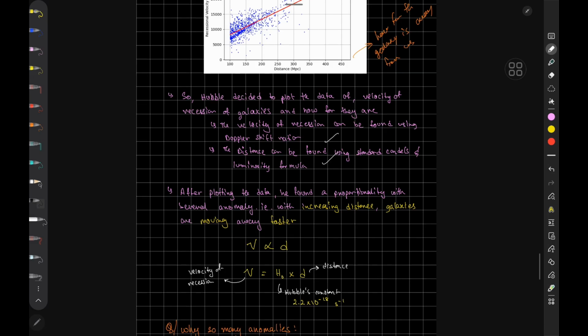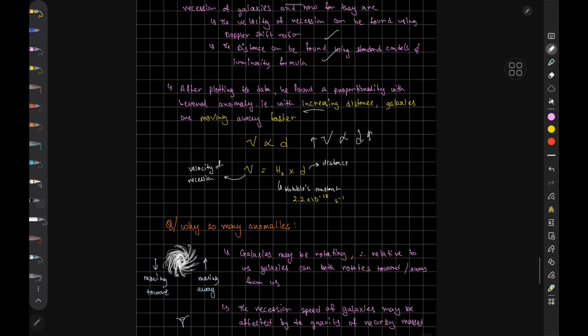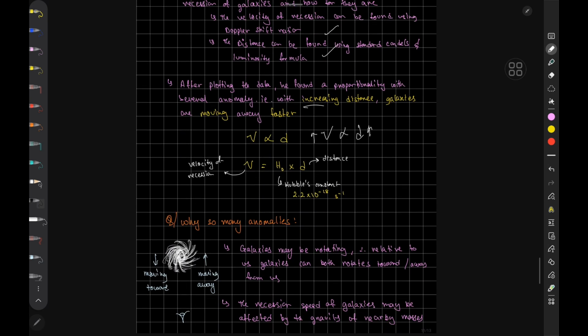Now when the data was plotted, what he found out is that there's a direct proportionality, which says that with increasing distance away from us, the galaxies are moving away faster. So the recession velocity is faster with increasing distance. V is recession velocity, by the way. If you remove this proportionality, you have to introduce a constant. So the velocity of recession turns out to be equal to H naught times d, where H naught indicates Hubble's constant.